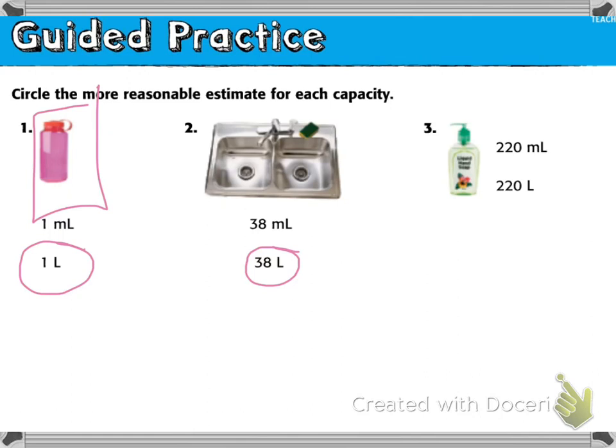And 3, this hand soap. 220 milliliters or 220 liters? Well, if it were 220 liters, that would be a gigantic bottle of hand soap. So 220 milliliters is the more reasonable estimate for that capacity.